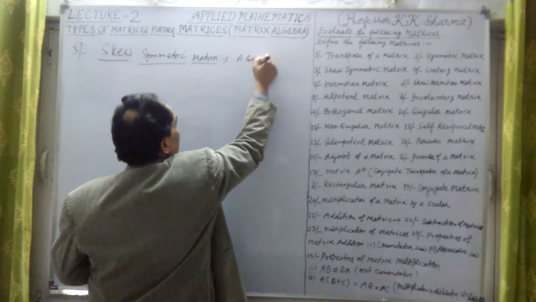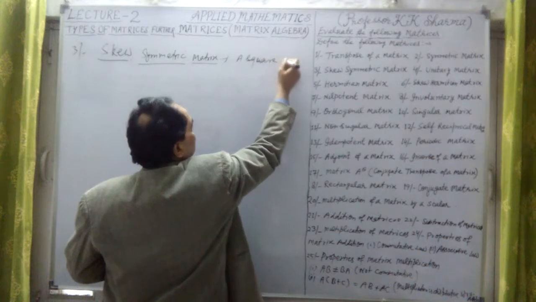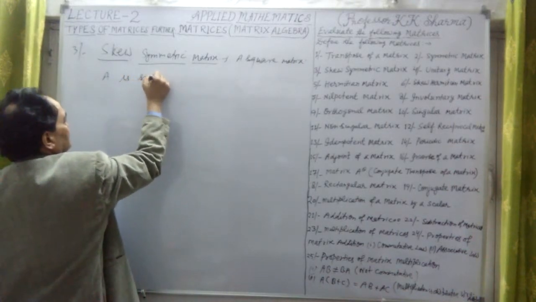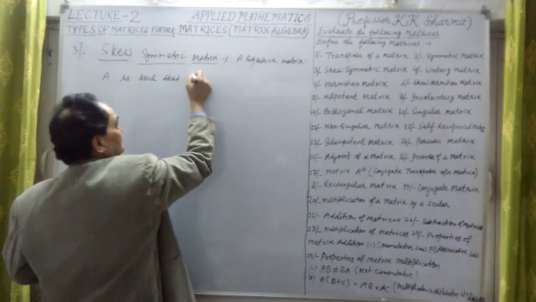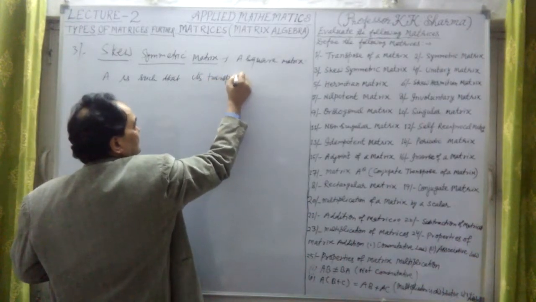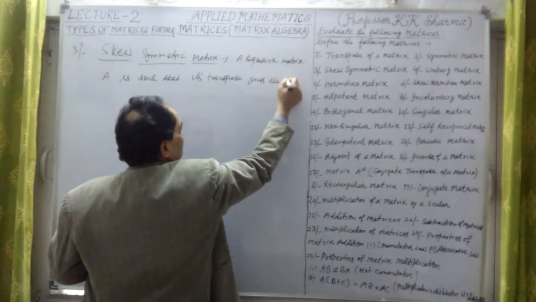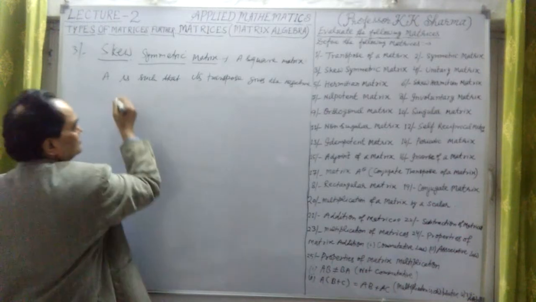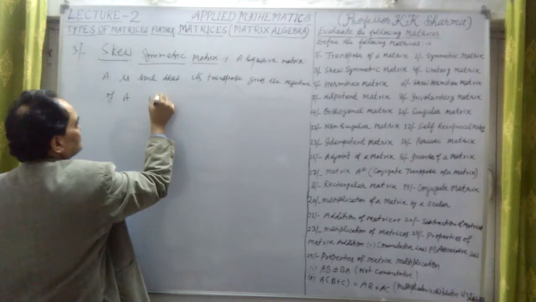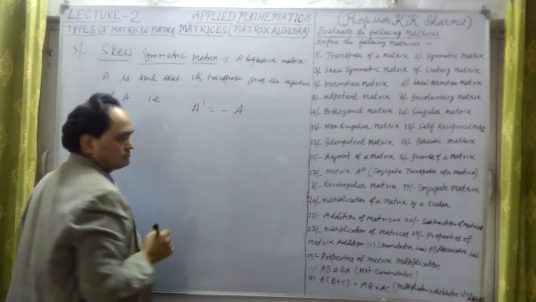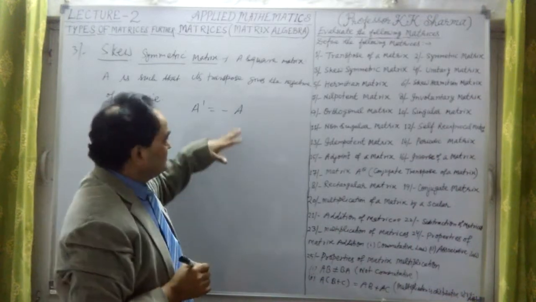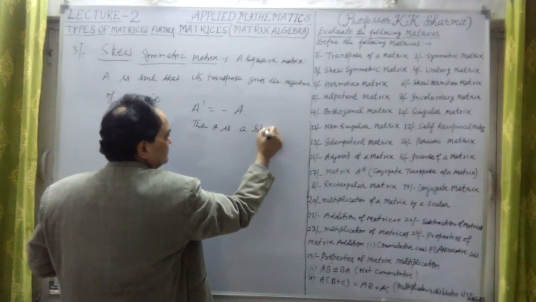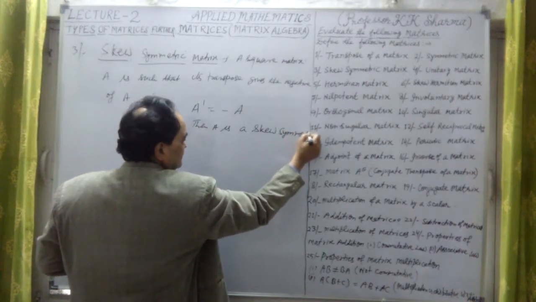A square matrix A is such that its transpose gives the negative of A. That is, if A transpose equal to minus A is obtained, then this matrix is known as a skew symmetric matrix. Then A is a skew symmetric matrix.